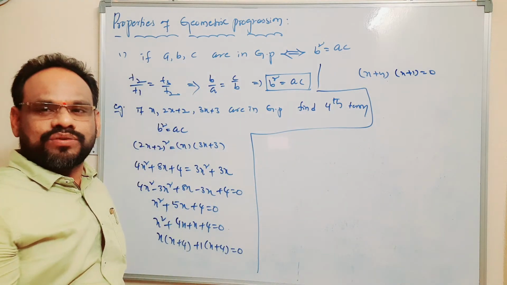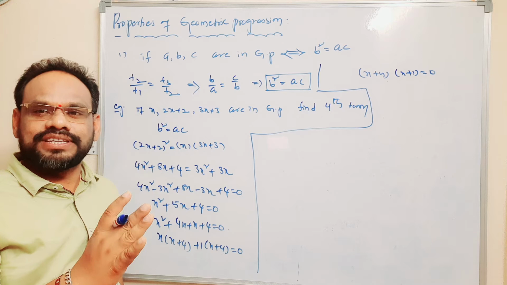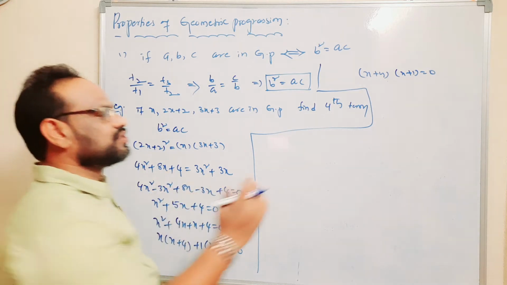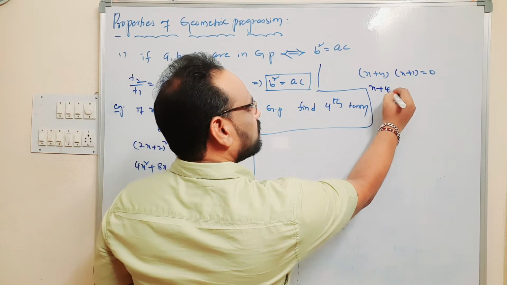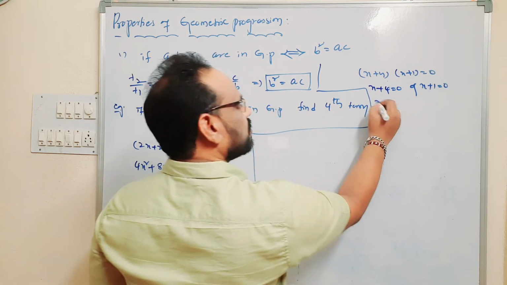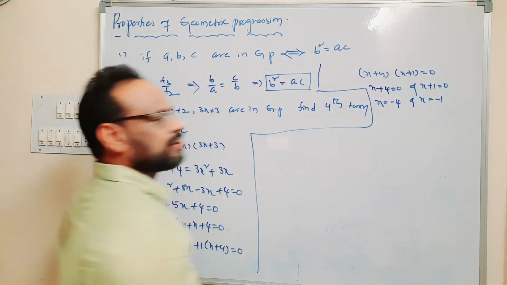We know the zero rule: if a into b is equal to 0, either a is equal to 0 or b is equal to 0. That is, x plus 4 is equal to 0 or x plus 1 is equal to 0. That means x is equal to minus 4 or x is equal to minus 1.